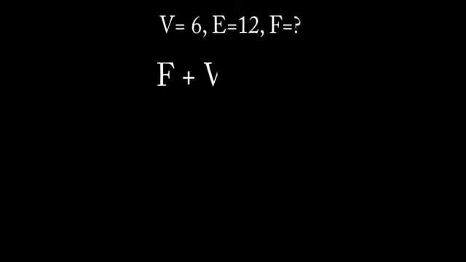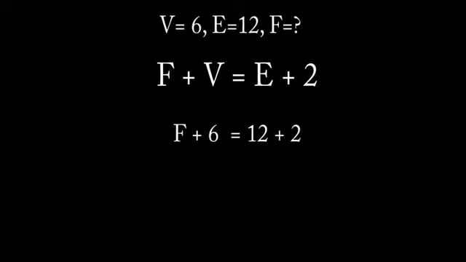Let's solve for the faces of the octahedron. Given, V is 6, F is missing, and E is 12. Let's substitute into the formula. F plus 6 equals 12 plus 2. F equals 14 minus 6. The answer is 8 faces of the octahedron.